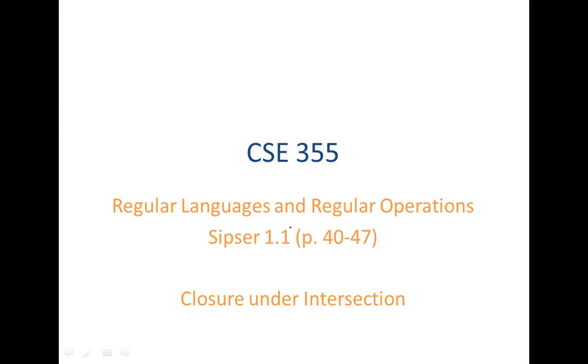Let's continue talking about regular languages and regular operations. Particularly, let's talk about intersection and what closure under intersection means. So first, let's remind ourselves what intersection is. If I have two sets A and B, then the intersection is here. Anything that is in both A and B is in the intersection.